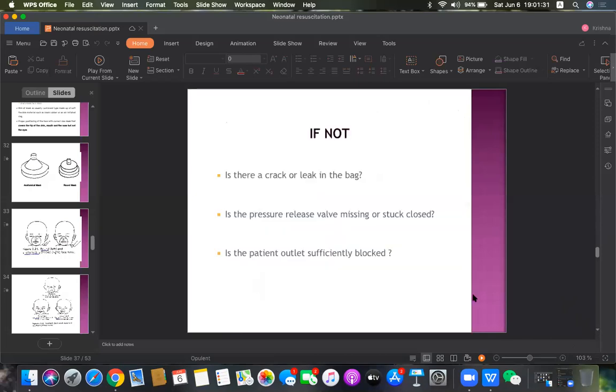Now, if it is not working, then this may be the problem. There may be a crack or leak in the bag. The pressure releasing valve may not work properly, or probably the patient outlet is blocked, or the mask is not applied properly. So these are the practical points. What I'm saying here, all the time, is check the bag properly before you use it. Otherwise, it may be too late. By the time you start resuscitating the baby, there's no other bag, and the bag which you have is defective. Now you don't have any options left, because even a few seconds are very critical during that time. So make sure your bag is the right one.